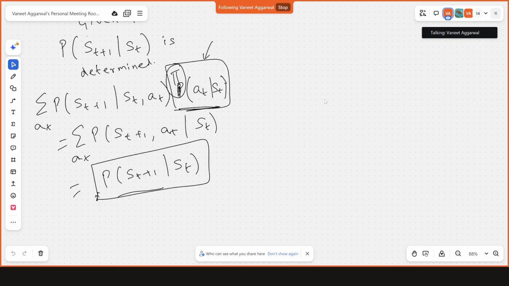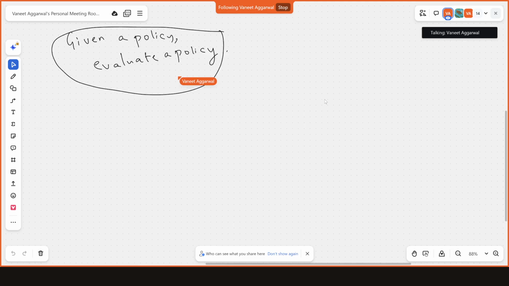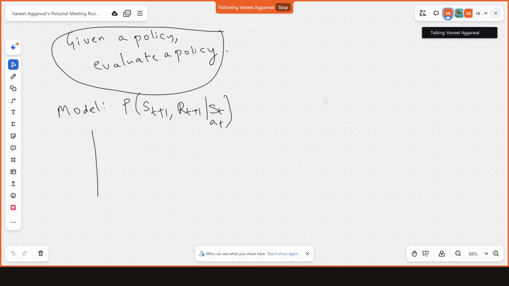With that, I hope I have given you a good preview of what a Markov decision process is. So let me give a brief on what is reinforcement learning. So the model is basically the probability of s t plus 1, r t plus 1 given s t and a t. There are different setups for this. The first setup is called a known model, where you actually know this transition probability.